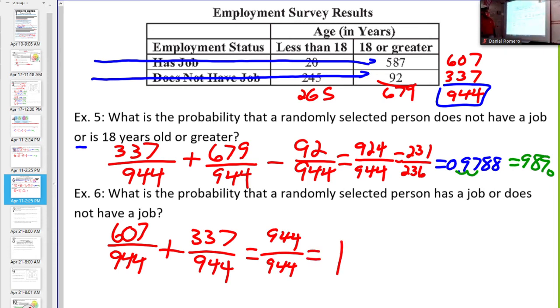You have it, that number works as a fraction and as a decimal. So as a percent, you have a 100% virtual, not virtual, it is 100% certain that if you randomly pick a person, they will either have a job or not have a job. Questions?